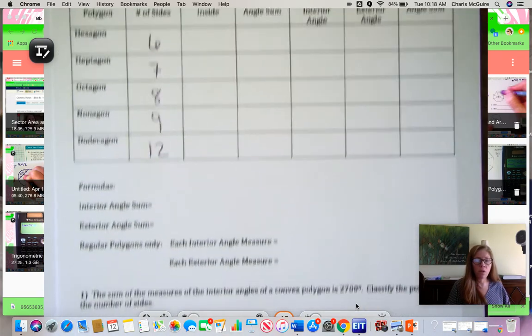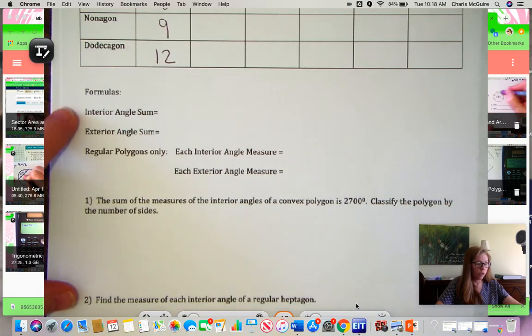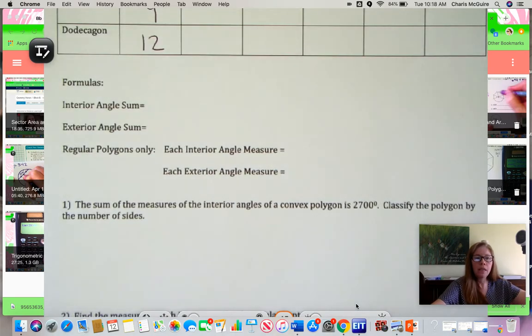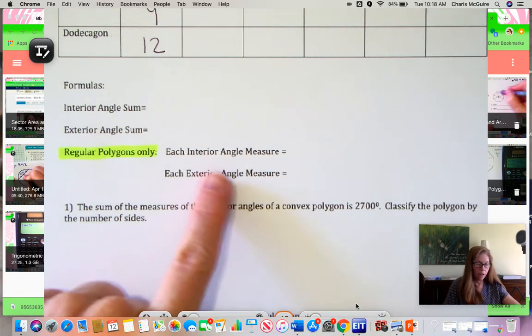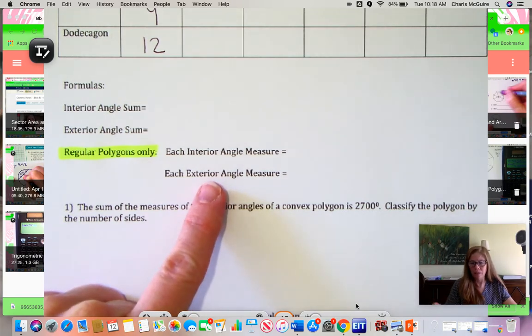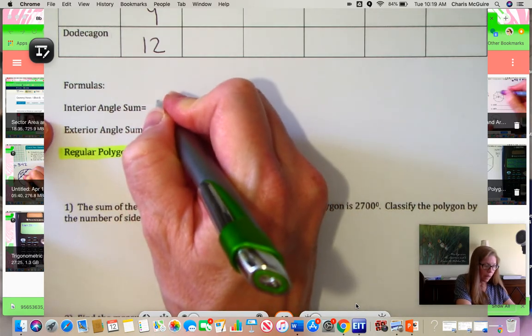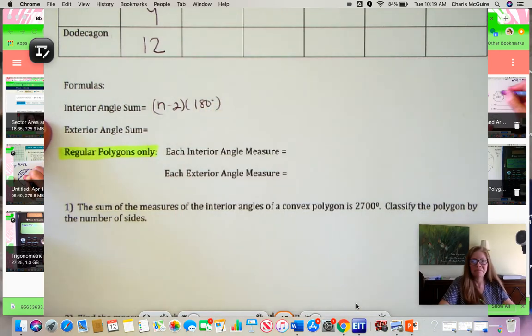And so let's just review our formulas that we're going to use in our problems today. And here, these first 2, the interior angle sum and the exterior angle sum, these work for all polygons, all right? But these 2, the regular polygons only, when you get down and you're looking at each interior angle and each exterior angle, because they're all the same because they're regular. All right, so for our interior angle sum, it's going to be n minus 2 times 180 degrees. For our exterior angle sum, that one's super easy.